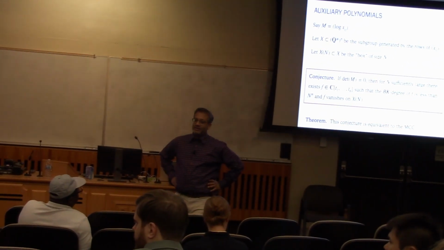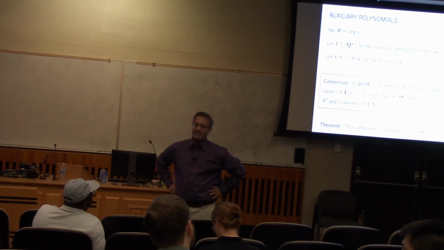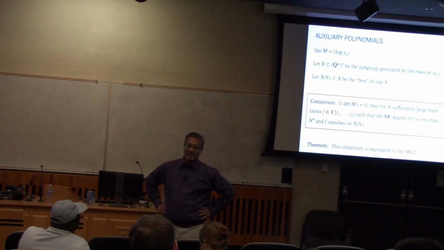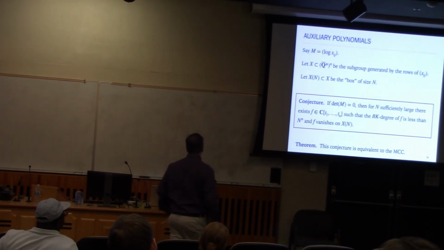Is there any intuition for why the 2x2 case is special for the logarithm matrices? Why it's special in terms of the conjecture, maybe that the rows or columns are linearly independent. I don't know. I mean, you can say that.